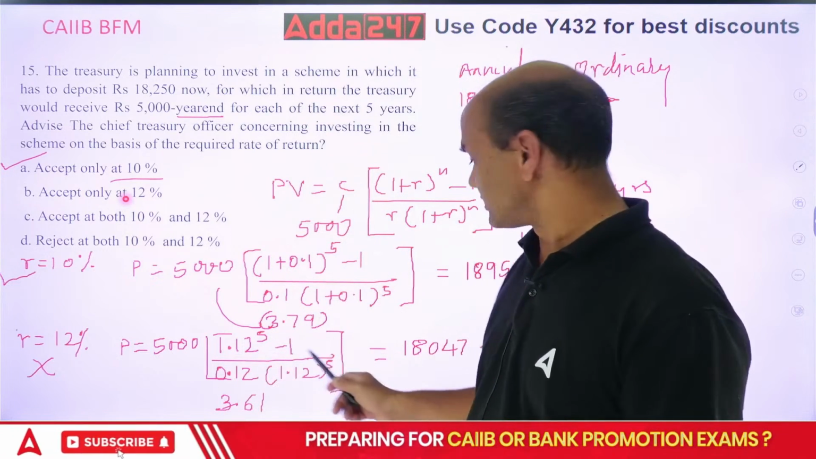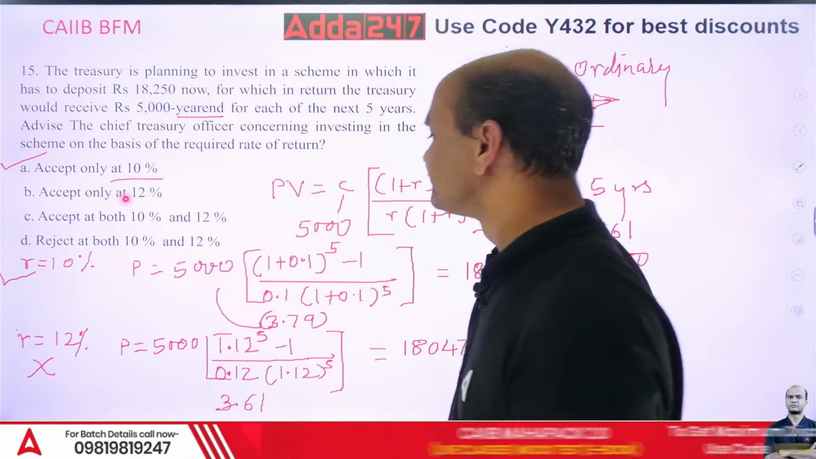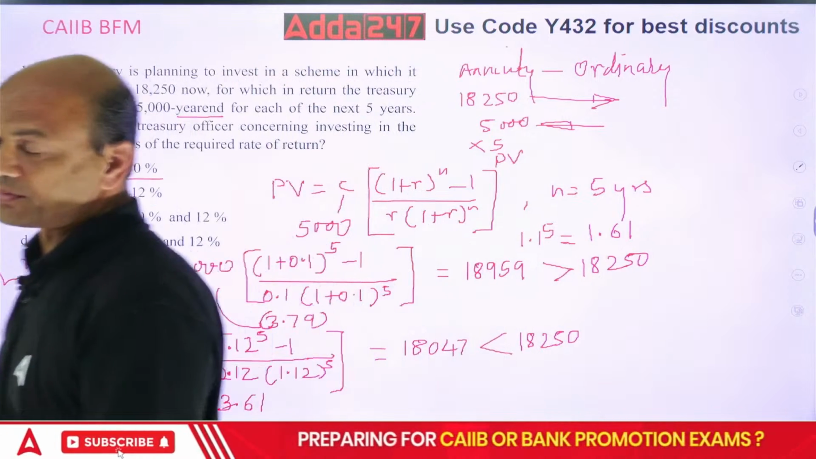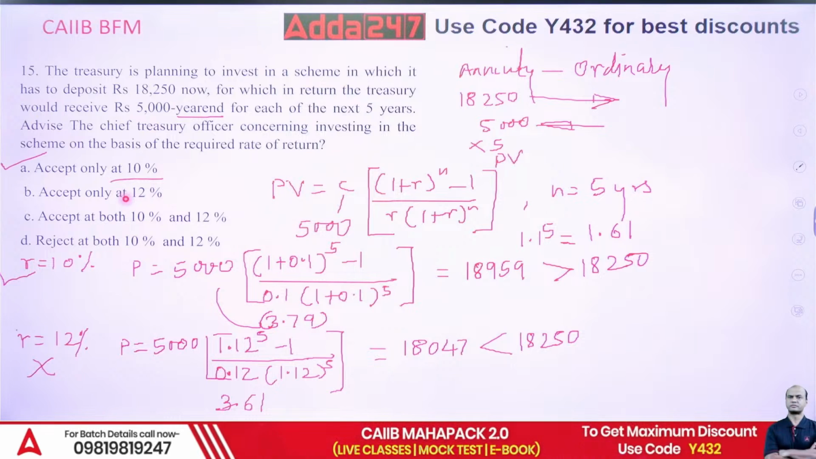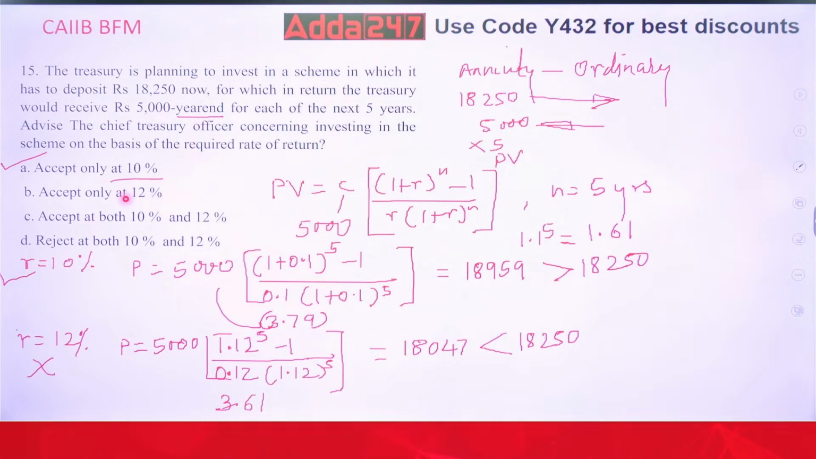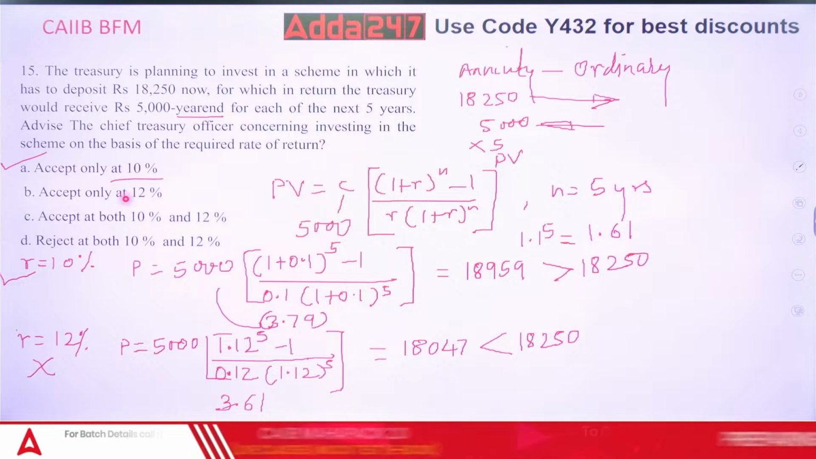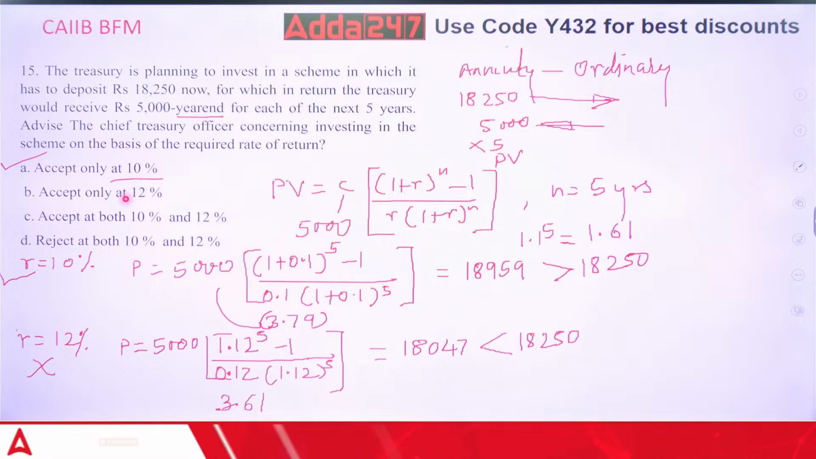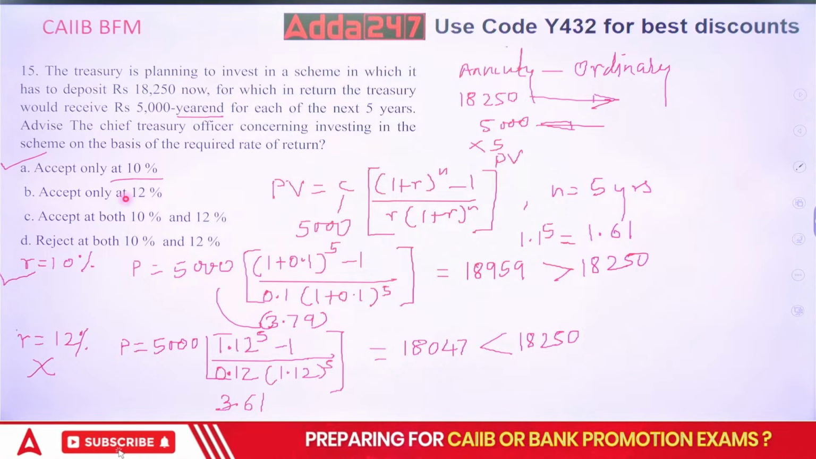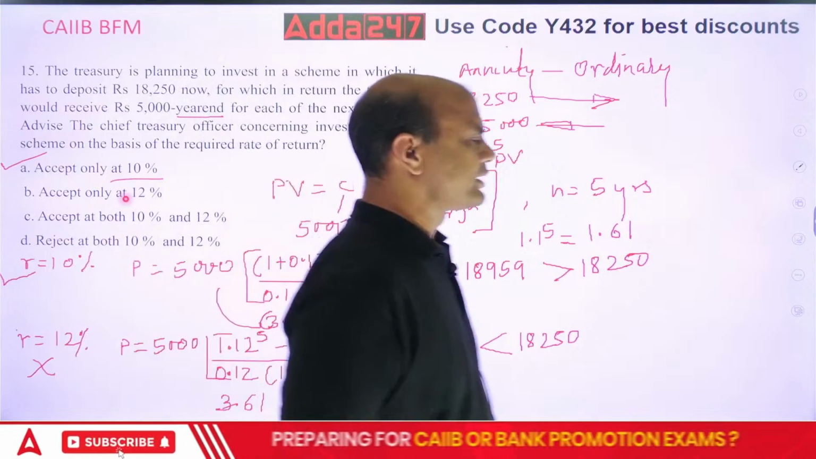Get the answer. 1.12 raised to 5, give me the answer. What are you getting? Again, use the same logic: 1.12 into, equal to 4 times. Whatever is required, do 1 less than that. You require it 5 times, so do it 4 times. So I am getting it as 1.76.